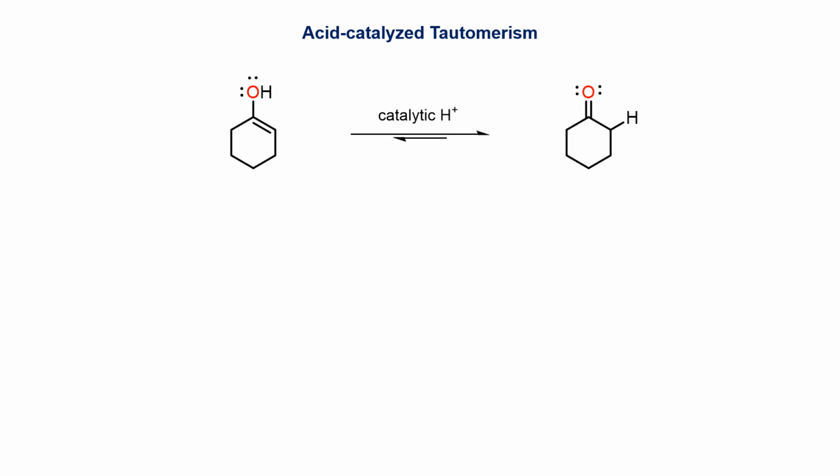Tautomerism is a process in which a double bond and a proton change places. Starting here with the enol on the left, the proton is moved to the alpha carbon next to the carbonyl, and the pi bond has moved from between two carbons to between carbon and oxygen. The acid-catalyzed tautomerism process will be described first.